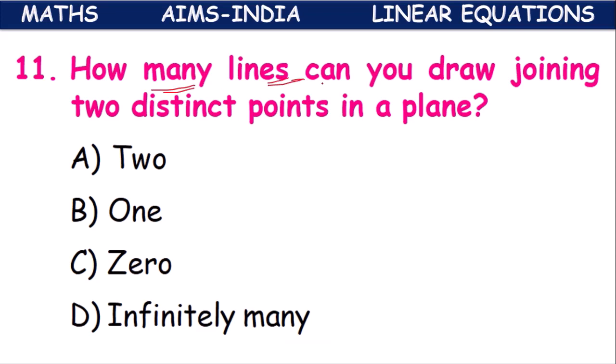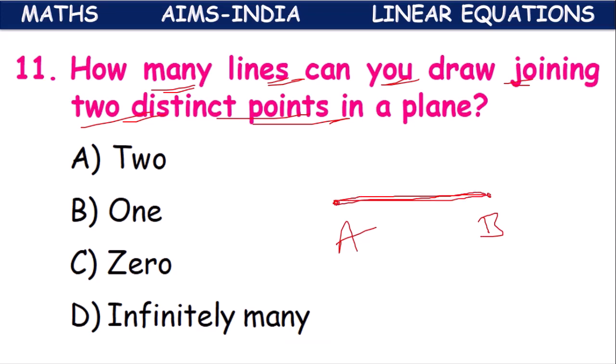So, how many lines can you draw joining two distinct points? If we have two different points, then joining them, we can draw only one line. We can draw only one line if we have two distinct points.